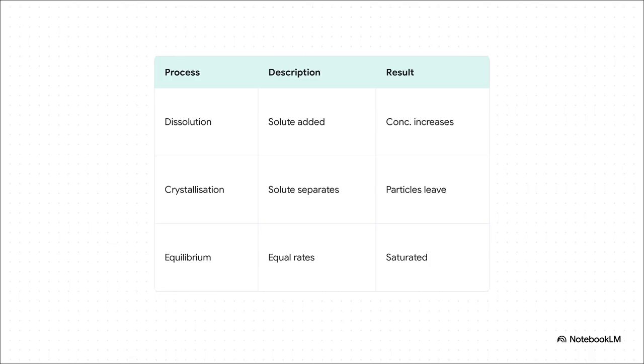When you add a solid solute to a solvent, it dissolves, increasing the concentration. That's dissolution. But simultaneously, some dissolved particles are bumping into solid ones and separating out. That's crystallization. Eventually, you reach a state where both processes are happening at the exact same rate. The amount going in equals the amount coming out. We call this dynamic equilibrium, and it gives us a saturated solution. It's basically holding the absolute maximum amount of solute possible for that specific temperature and pressure.